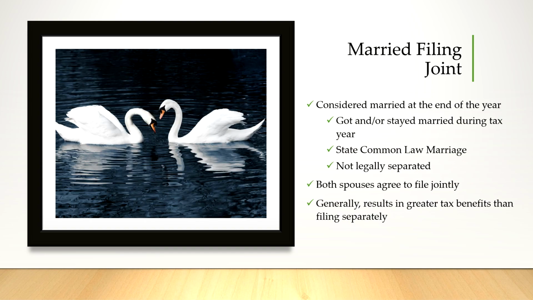Our next filing status is married filing jointly, and this is for taxpayers who are considered married at the end of the year. And if you'll remember, married at December 31st is married at the end of the year. So if they were married the whole year, they were married at the end of the year. If they got married at any point during the year and they stayed married, by December 31st they're still married, then they are considered married for the entire tax year.